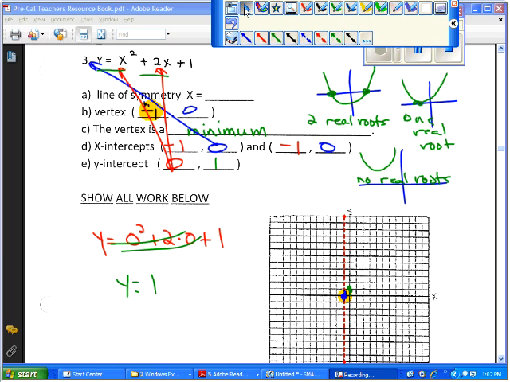That didn't give us a whole lot to look at, did it? We didn't get a whole lot out of that because a lot of our points were the same point. But we know that this thing opens up. We knew that because a was positive. So it's going to do something like that. It would reflect on the other side doing about the same thing, right? You can make that prettier than I did.